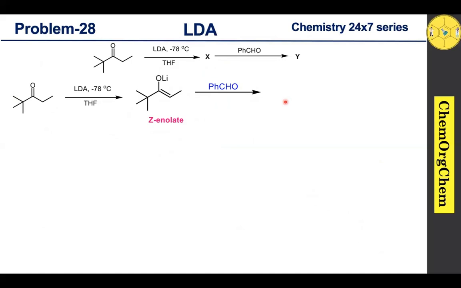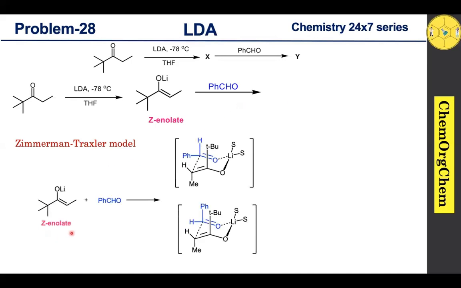Particularly this step undergoes the Zimmerman-Traxler model. With this we can easily explain which aldol product is formed, either syn-aldol or anti-aldol product. Now consider this Z enolate ion reacting with benzaldehyde, which readily proceeds through a six-membered chair-like cyclic transition state. Here you see the only difference between these two transition states is how benzaldehyde approaches the Z enolate ion.